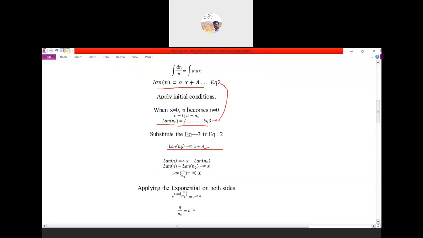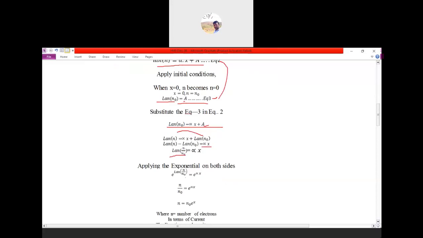We consider this equation 3. So we are substituting equation 3 in equation 2. From that we get ln n, this is equation 2. So ln n is equal to alpha x plus ln n naught.